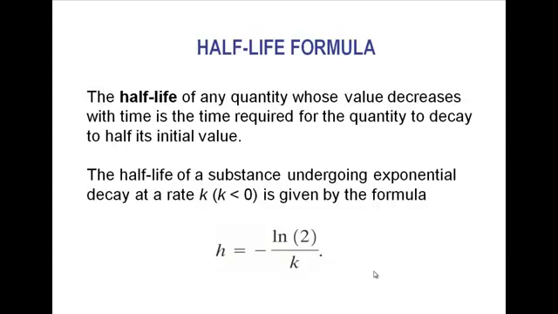You get the idea. The half-life of a substance undergoing exponential decay at some rate k, where k always has to be greater than 0, can be given very simply by this formula: H, being your half-life, equals negative natural log of 2 over k. If you want to memorize it, that's fine.